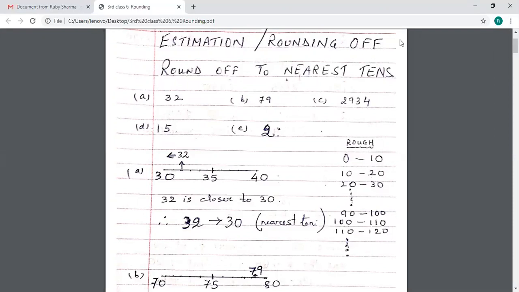And it is convenient if we can find the midpoint. So 35 is the midpoint, and 32 lies on the left hand side of 35. That is, it is closer to 30 than 40. So we say 32 is rounded off to 30.